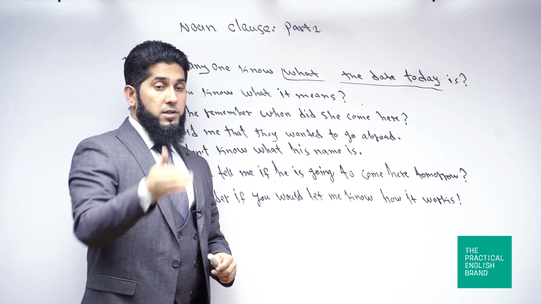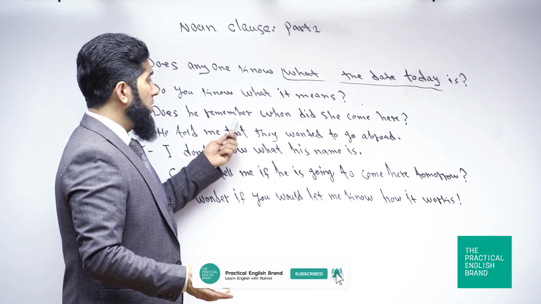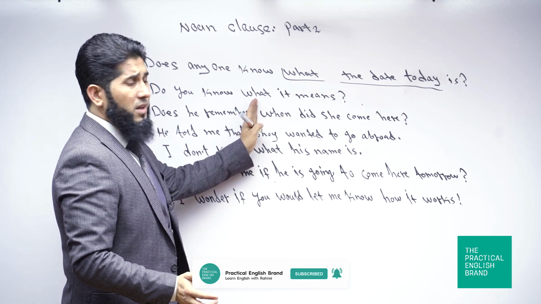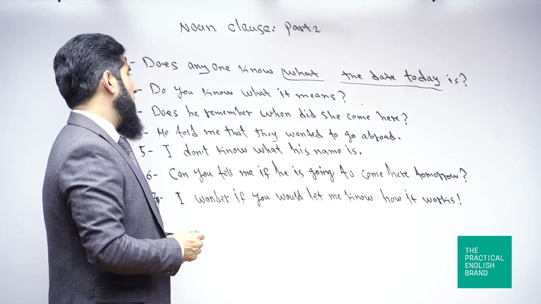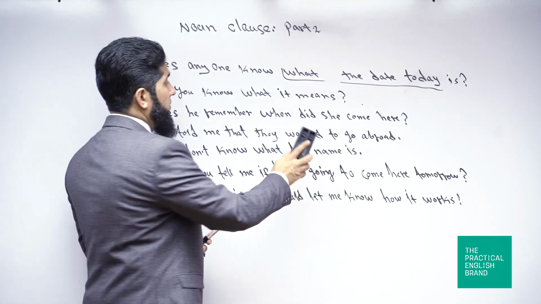And obviously, inside a noun clause, no interrogative form. So, does he remember? When did she come here? That's not correct. Why? Because we have interrogative form here. So we should change it to affirmative form.